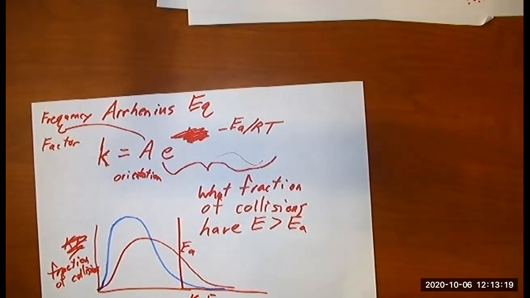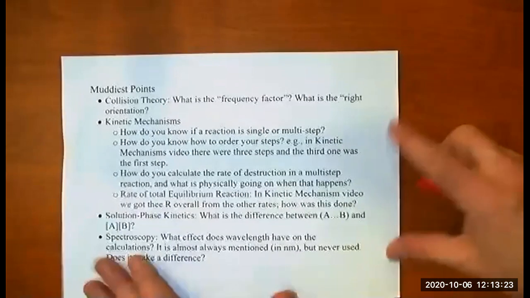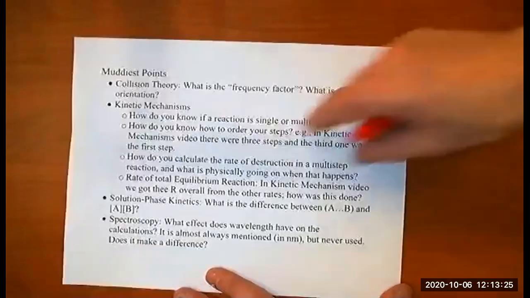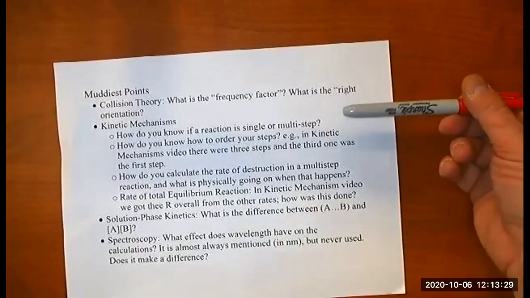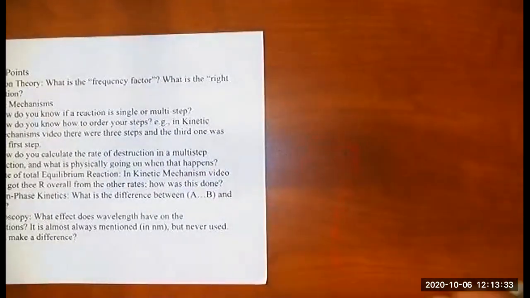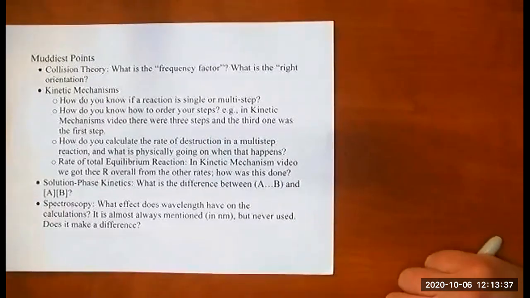Okay, so let's see. Collision theory, I'm sorry, kinetics, kinetic mechanisms. So how do you know if a reaction is single or multi-step? There are a couple of different ways to approach that question. One is that in a particular problem you might be told which way it is.